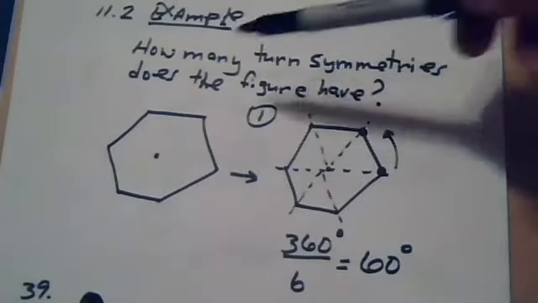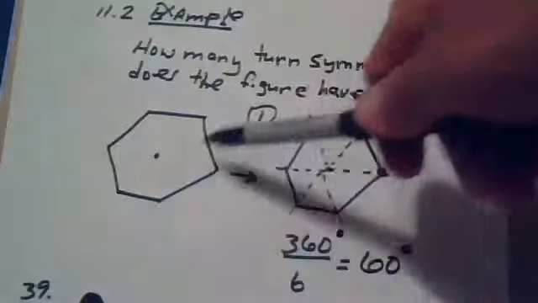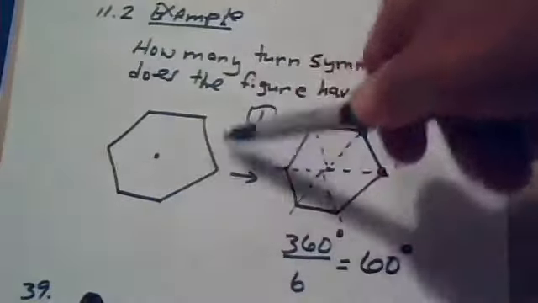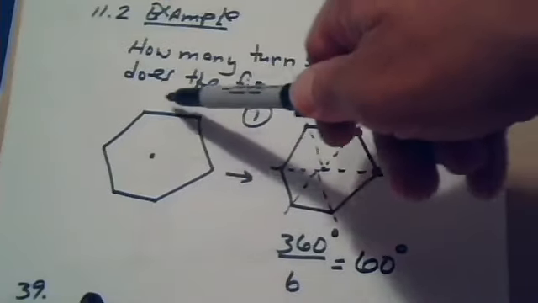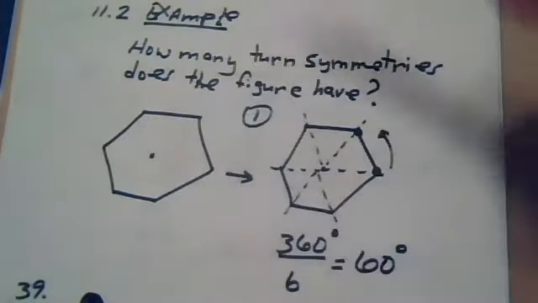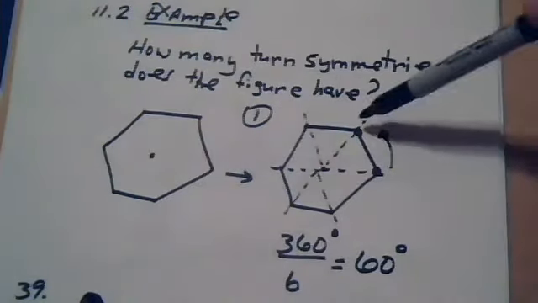How many turn symmetries does the figure have? So you just imagine this is a bolt and you're screwing it on like this. You could move this one up here and this one up here, and it would seem like you never moved it, because the original and the final positions look exactly the same.